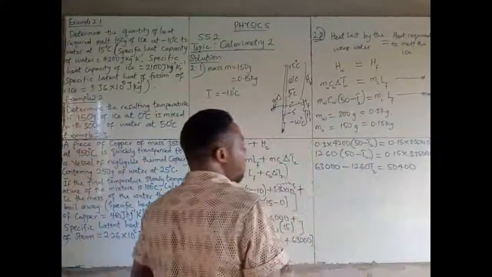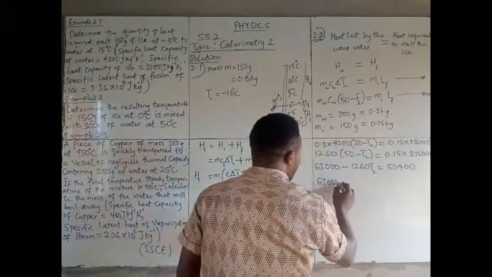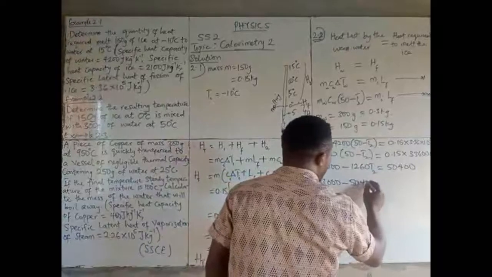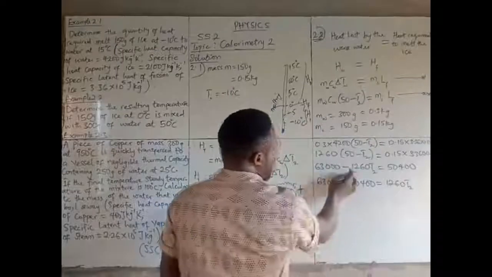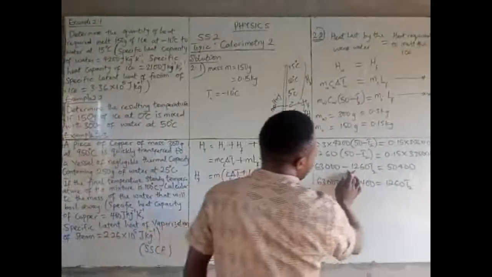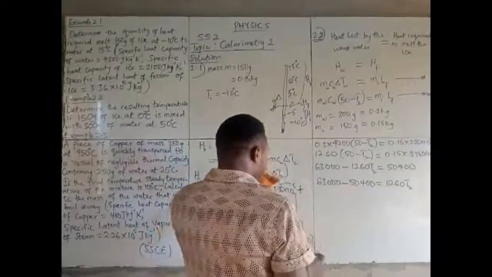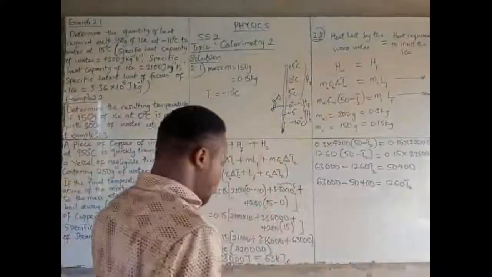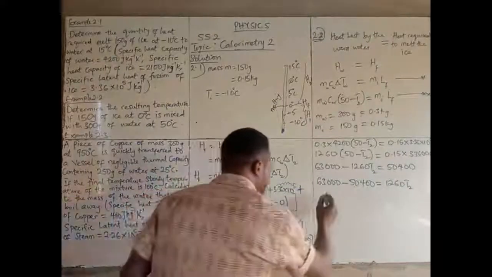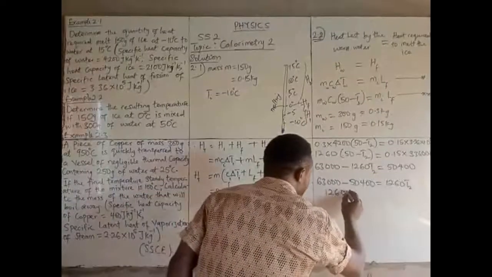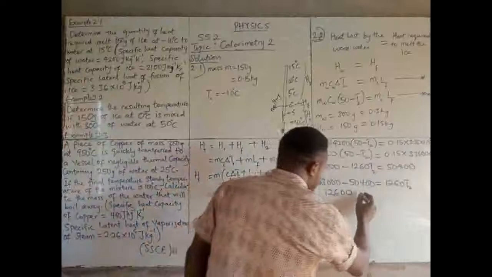Now we collect like terms to make T2 the subject of the formula. Let this one come to this side. We have 63,000 minus 50,400 equals 1260 T2. This becomes positive by the time it moves to the other side, crossing the bridge. This one also crosses the bridge to become negative here. This minus this, 63,000 minus 50,400 will give us 12,600, which should be equal to 1260 T2.